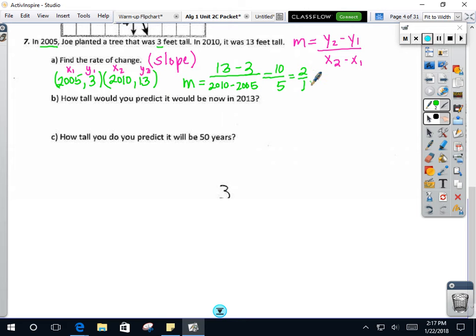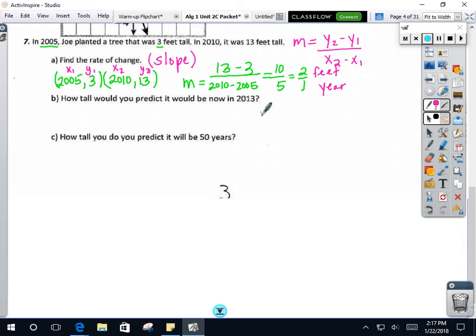Correct. However, you're right, but for the purpose of this problem, it's better to leave it as 2 over 1 so that you understand what the rate of change is. 2 is 2 what? 2 feet. Because weren't all the numbers in the numerator feet? 13 feet, 3 feet? What's this 1? Year. So that means the tree is growing at a rate of 2 feet per year.